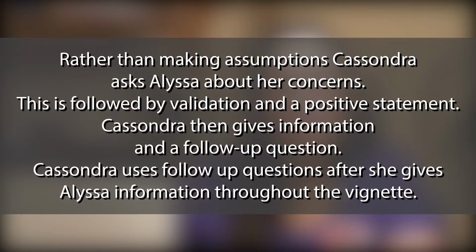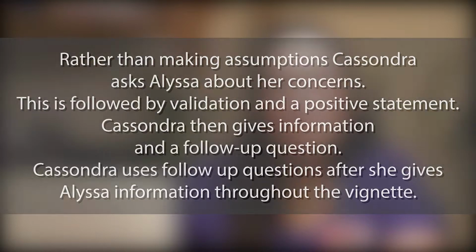Rather than making assumptions, Cassondra asks Alyssa about her concerns. This is followed by validation and a positive statement. Cassondra then gives information and a follow-up question. Cassondra uses follow-up questions after she gives Alyssa information throughout the vignette.